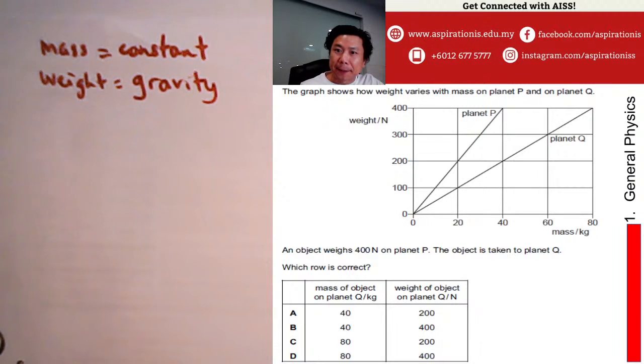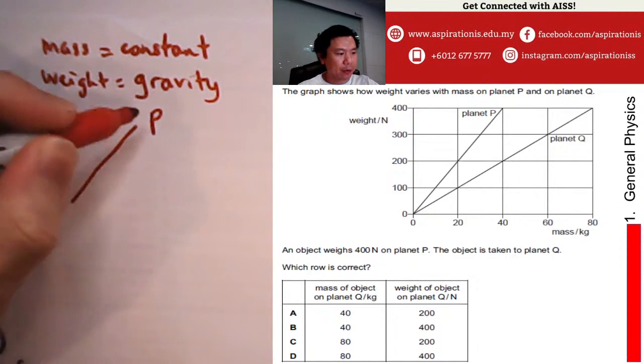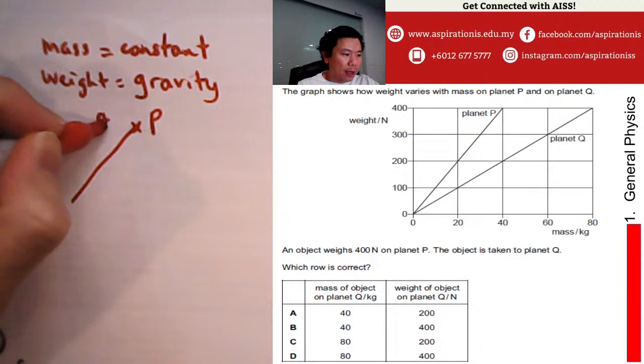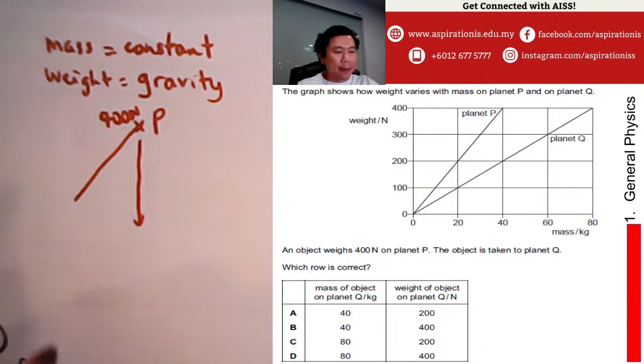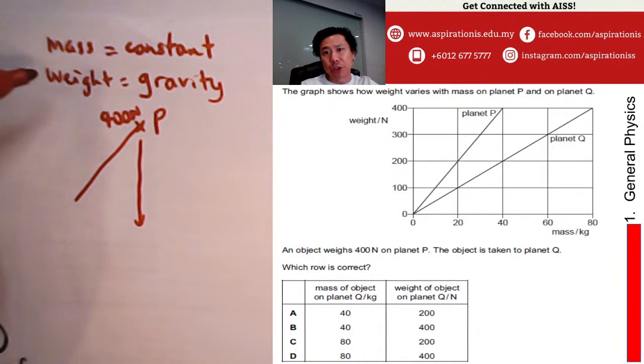Now, let's look at the question here. So now we are talking about planet P. I think the graph on planet P, yeah, so this is planet P. Now, here would be 400 newtons. Because you know that the mass is constant, therefore, they want you to get the mass from the 400 newtons. So what is the mass? From the first line, they want you to get the mass, which is how many kg? How many kg is this mass on planet P? Come on, let me see your answers.